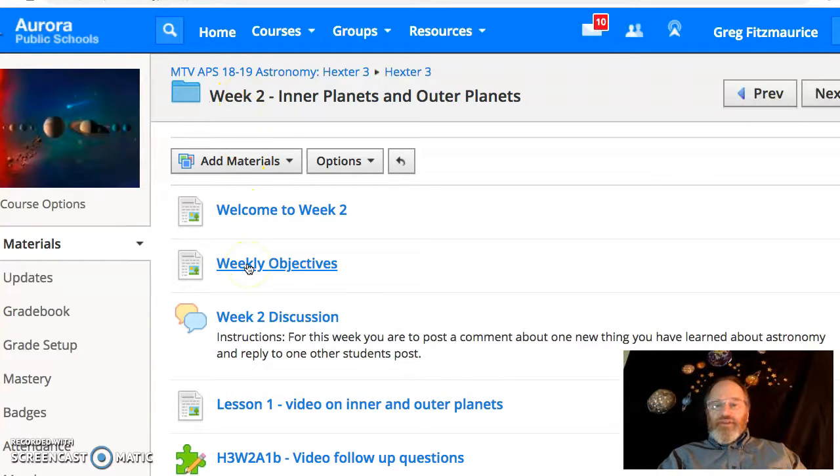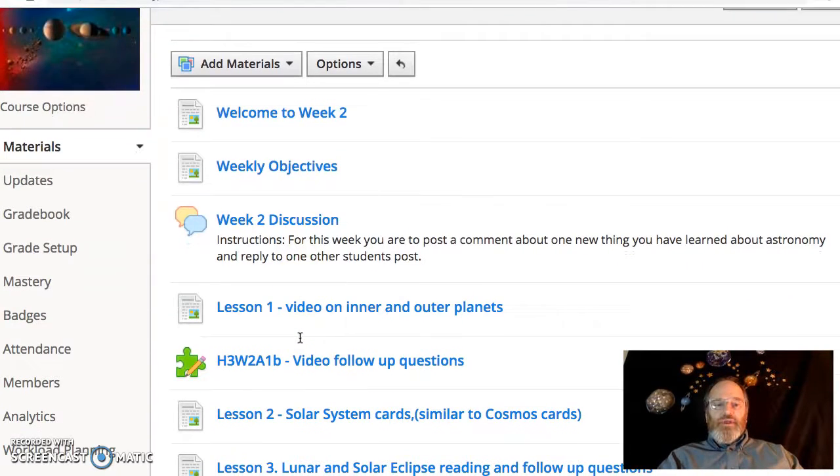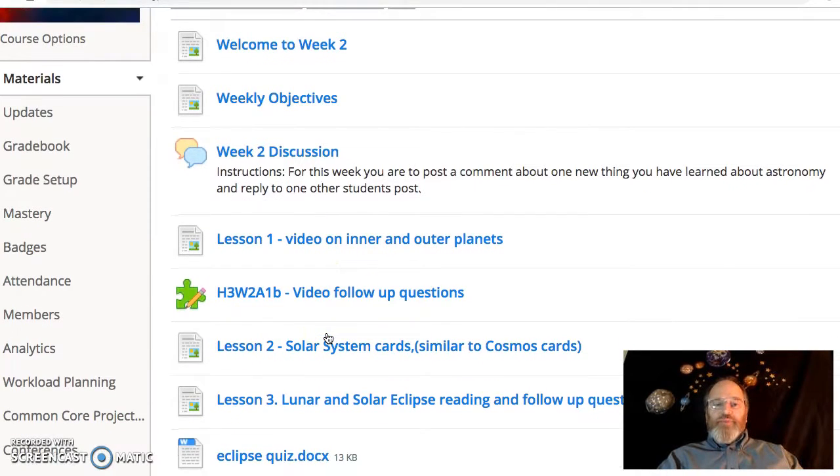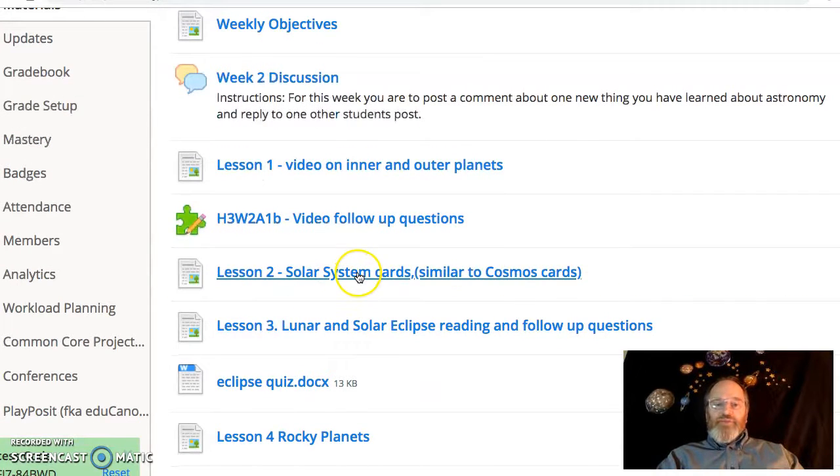Weekly objectives, that's the standards we're going after. For this week's discussion, post one thing new you've learned about astronomy and reply to one other student's post. Lesson 1 is a video on the inner and outer planets, and there's some follow-up computer-graded questions right here. Then we have some solar system cards that were similar to the Cosmos cards you should be working on. Some of you have already turned in your assignment there. Excellent. And there's only about 10 of these.